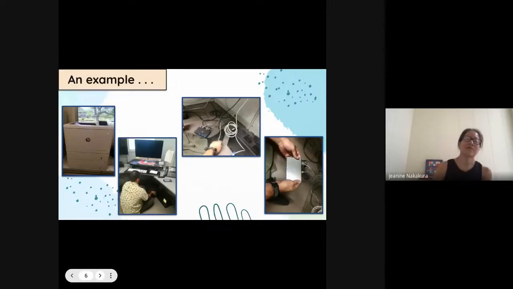So here's an example. This is a real life example. One day our printer in our office did not work for everyone. We said, hey, can you print? No. Can you print? No. So everyone in the office was not able to print. So our administrator, Charles, actually went down on the floor and looked at the wires and tried to figure out why our printer was not working.